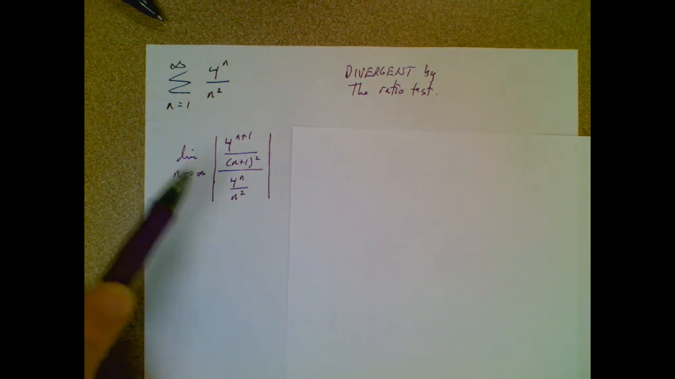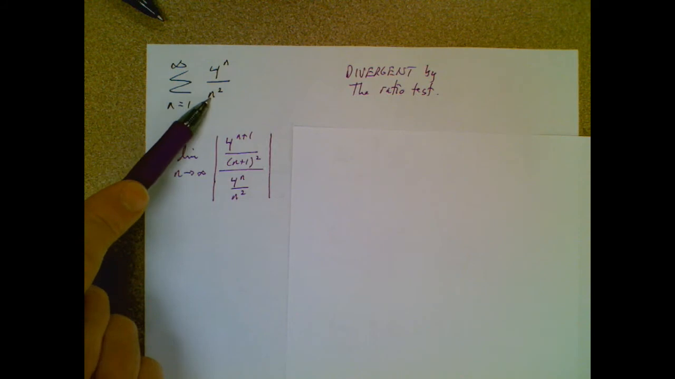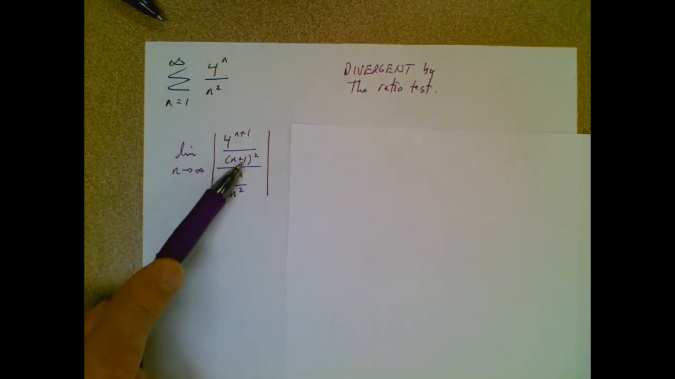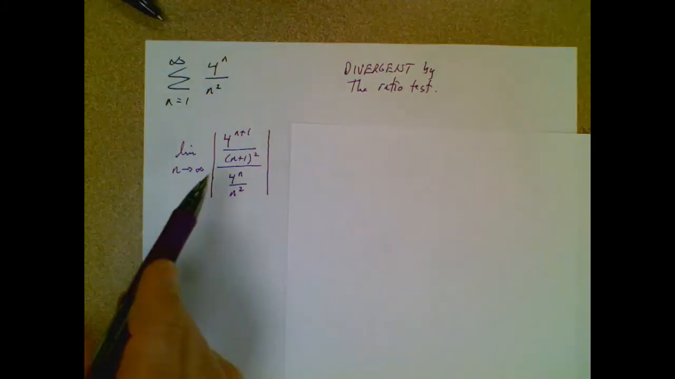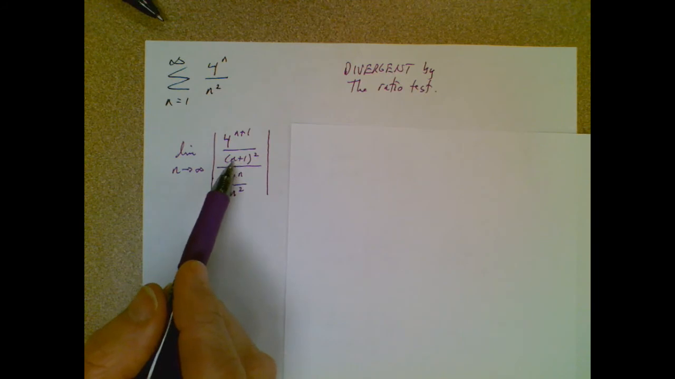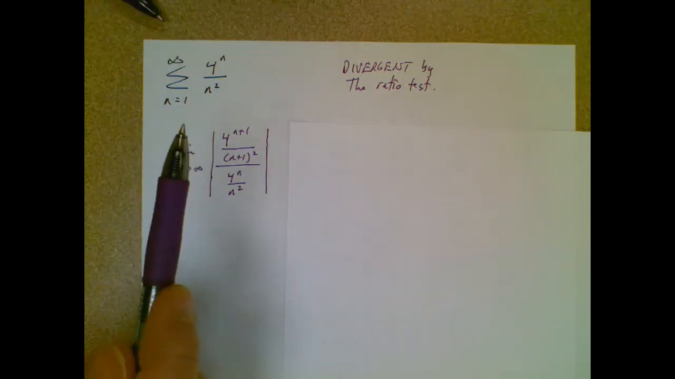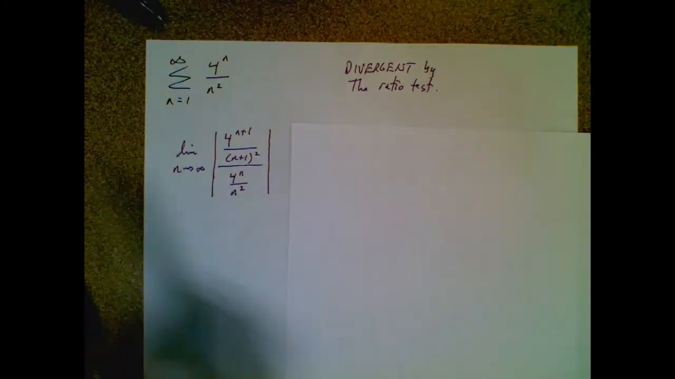A future term is the current term plus 1 n further, so n plus 1 further, n plus 1 further. So just be very careful because you'd be tempted sometimes to write down n squared plus 1, but that's something different. So future term divided by previous term, and the absolute value is there.